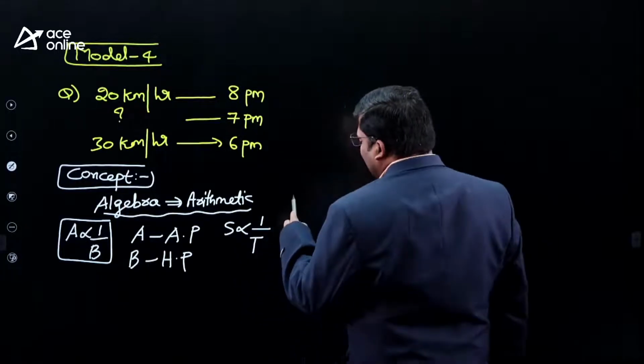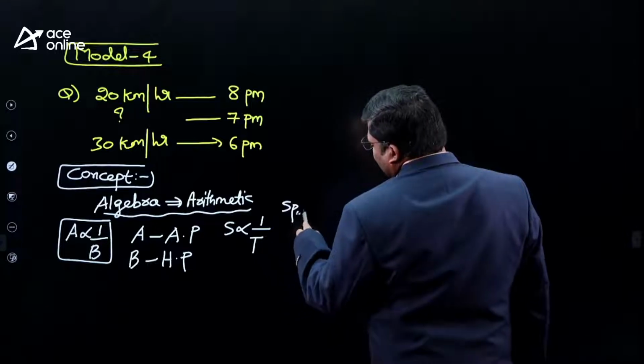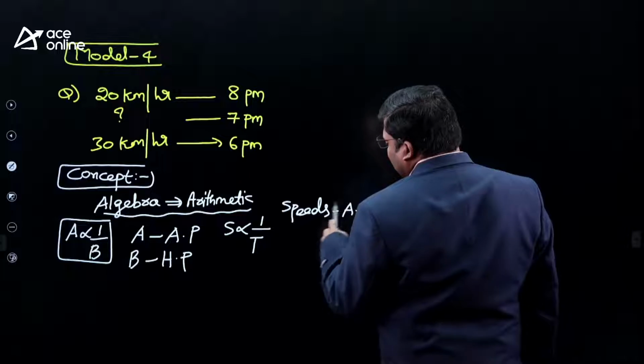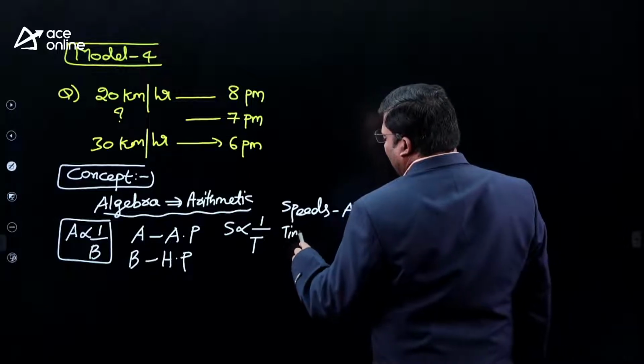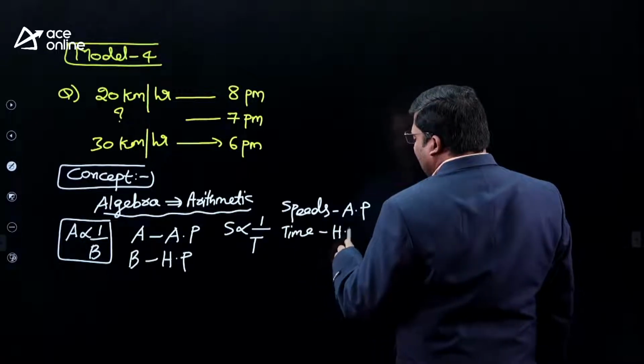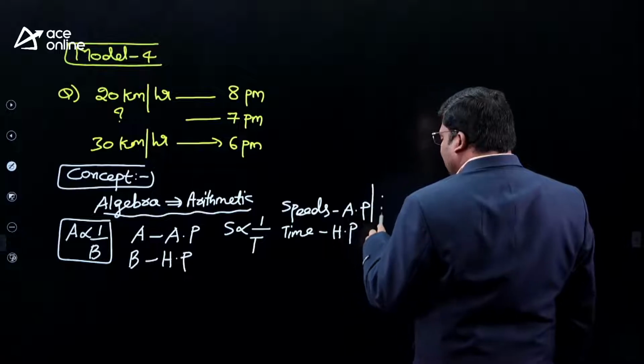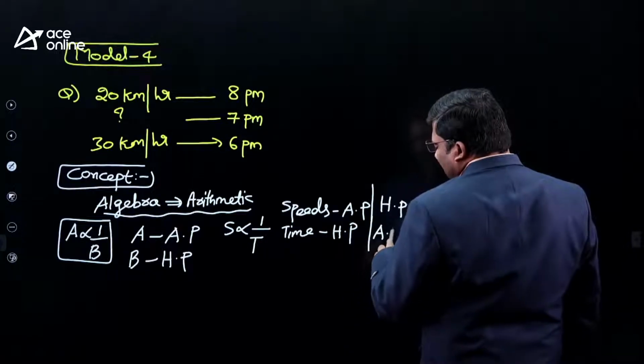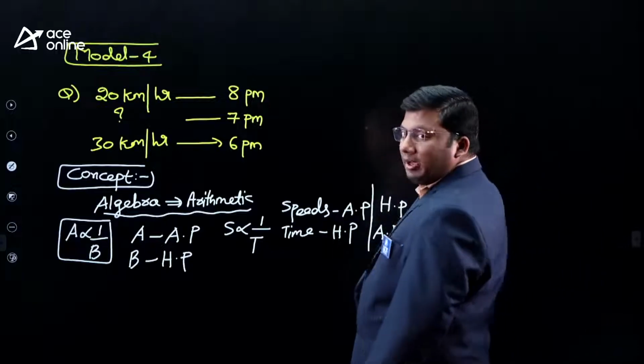For example, speed is inversely proportional to time. If speeds are in arithmetic progression, time periods will be in harmonic progression. If the speeds are in harmonic progression, time period will be in arithmetic progression.